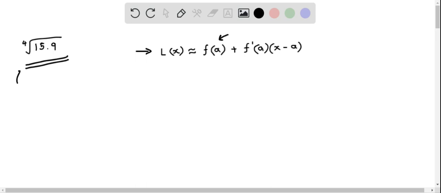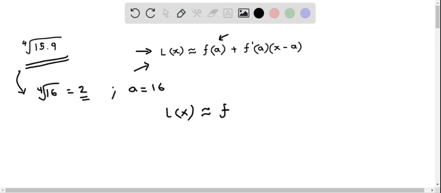For that, I'm going to consider a number closest to 15.9 whose fourth root is equal to a whole number. We know that the fourth root of 16 equals 2, and this 2 is a whole number. So therefore, we can consider a equals 16. We can substitute into this linear approximation equation. So our L of x becomes approximately equal to f of 16 plus f prime of 16 times (x minus 16).